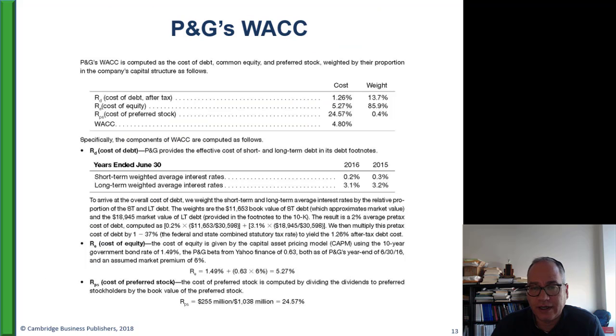Now, in case you're wondering where we got this expected return, the weighted average cost of capital was computed as, and this is just a review of the previous chapter, we had a return on debt of 1.26% and a return on equity of 5.27%. They also have preferred stock, which is slight, and we weight each one according to the formula that was in the previous module. And here you can see the computations of how they did all of these.